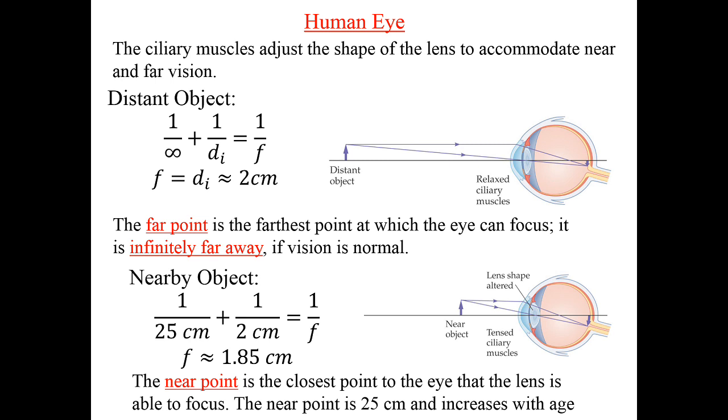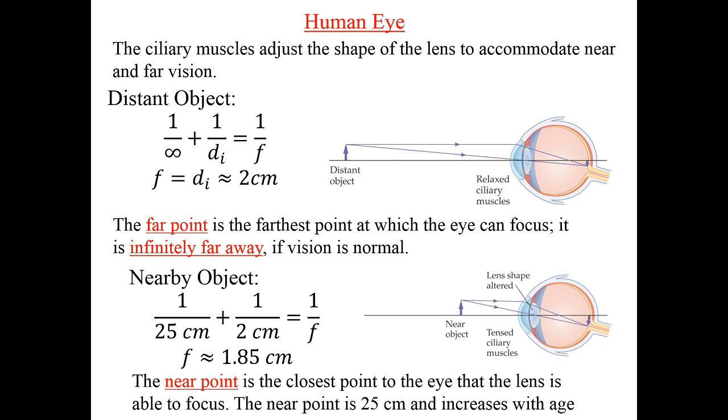So that means the focal length of the eye trying to look out into the distance has to be equal to the distance from the lens to the retina, 2 centimeters. So that means the focal length is also about 2 centimeters.